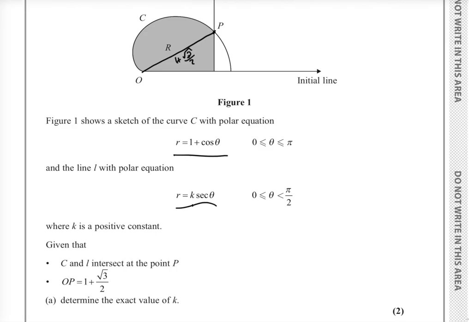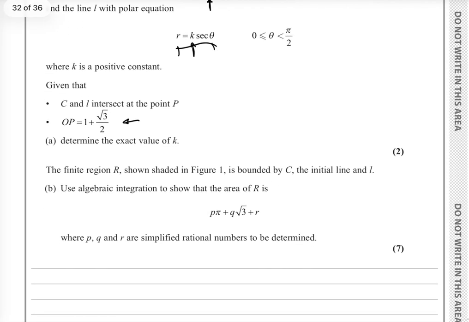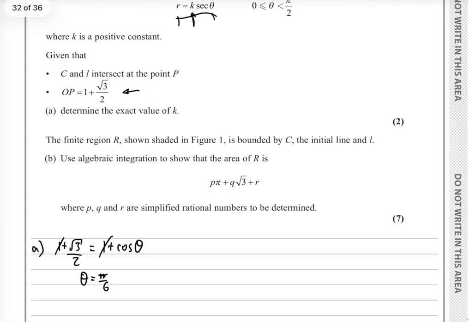To determine k here, I'll want to know both r and theta. At the point P, we already know r, so I can use this equation here to find theta. So we do r, oh, that's a big question as well. 1 plus root 3 over 2 is equal to 1 plus cos theta. So we know cos theta is root 3 over 2. That gives us theta is equal to pi by 6. And then we can put that into the second equation.